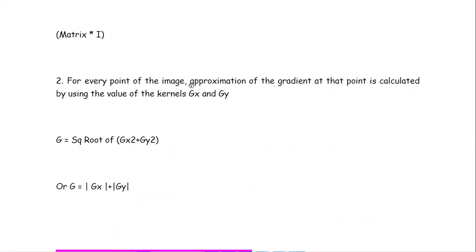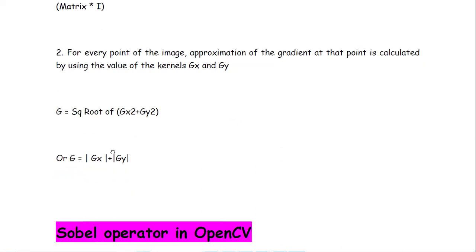Now, for every point of the image, an approximation of the gradient at that point is calculated using the values from the kernels Gx and Gy. How? Like this: Z is equal to the square root of Gx squared plus Gy squared. Or you can simply say Z is equal to Gx plus Gy. So this is the approximation of the gradient at any point. We are taking the values of Gx and Gy, and thereby calculating the gradient as a whole at every point.